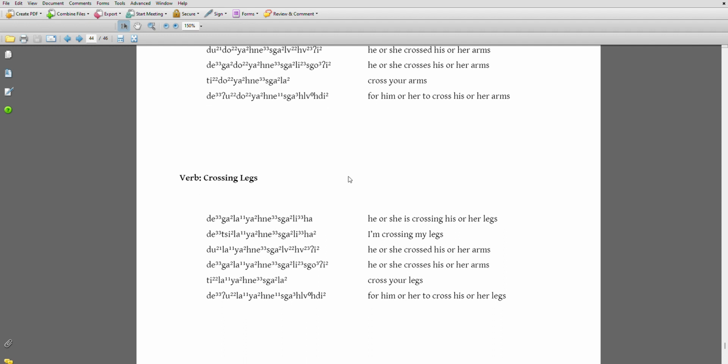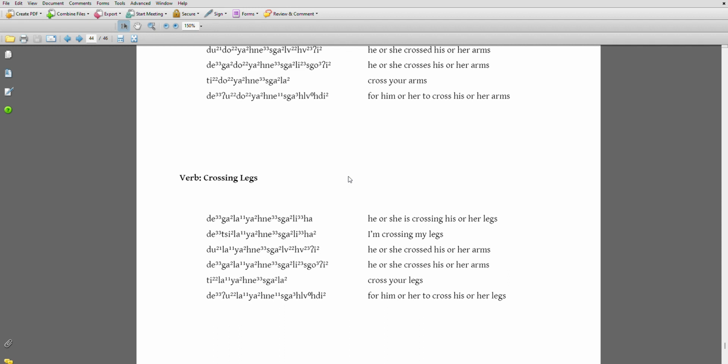Tegalaya neska liha. He or she is crossing his or her legs. Tejilaya neska liha. I'm crossing my legs. Tulaya neska lahai. He or she crossed his or her legs. Tegalaya neska liskoin. He or she crosses his or her legs.